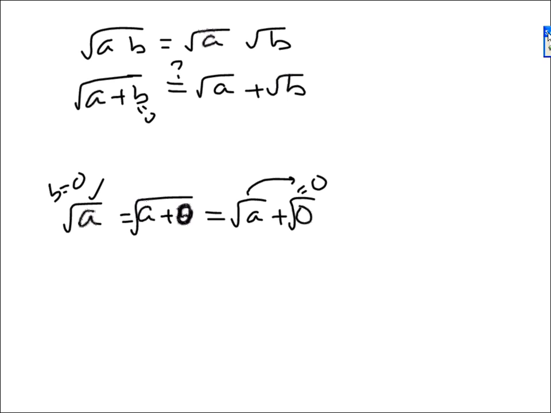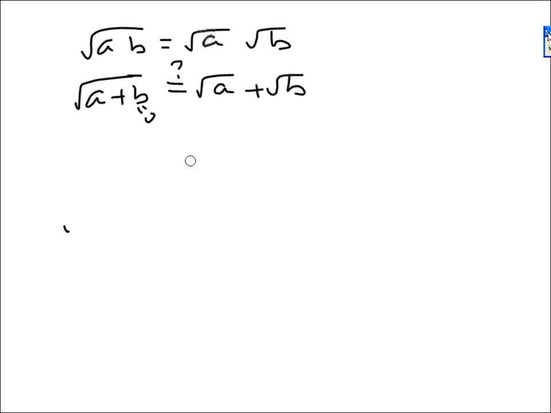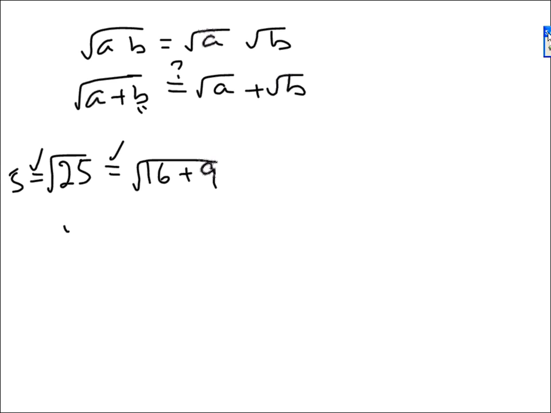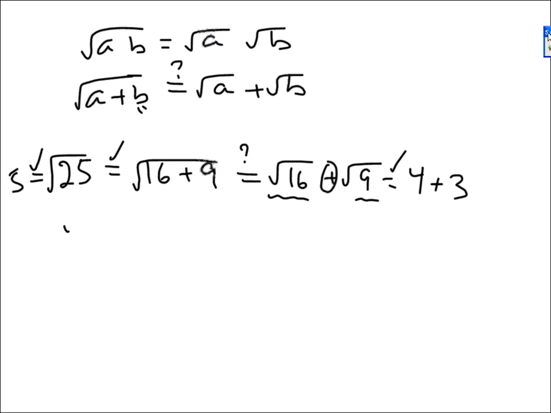Sometimes you can break it up, but not usually. Not if both of them are non-zero. For example, we know that 25 is equal to 16 plus 9. So the square root of 25 is equal to the square root of 16 plus 9. Nobody's going to argue with that equal sign. And the square root of 25 is 5. The question is, is this equal to the square root of 16 plus the square root of 9? I don't think anyone would argue that the square root of 16 is 4, and the square root of 9 is 3. And nobody's going to argue with that equal sign. And I doubt very much anyone would debate that 4 plus 3 equals 7.